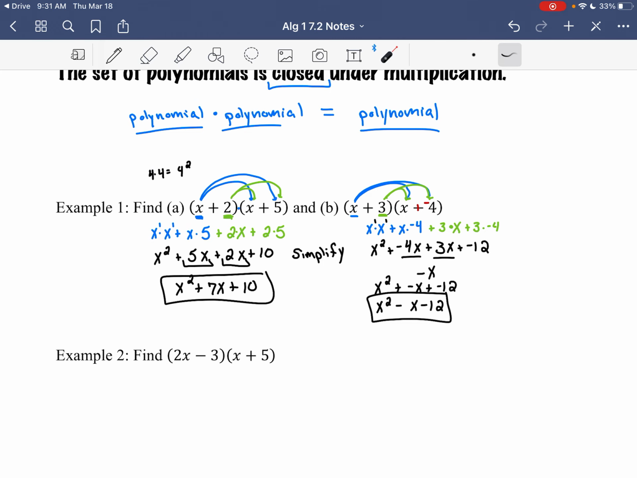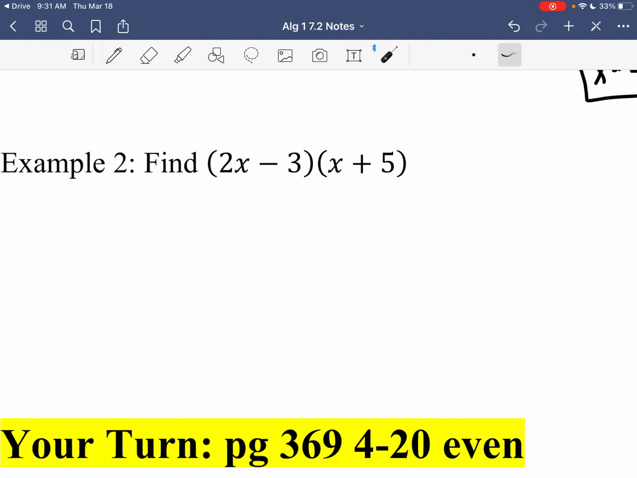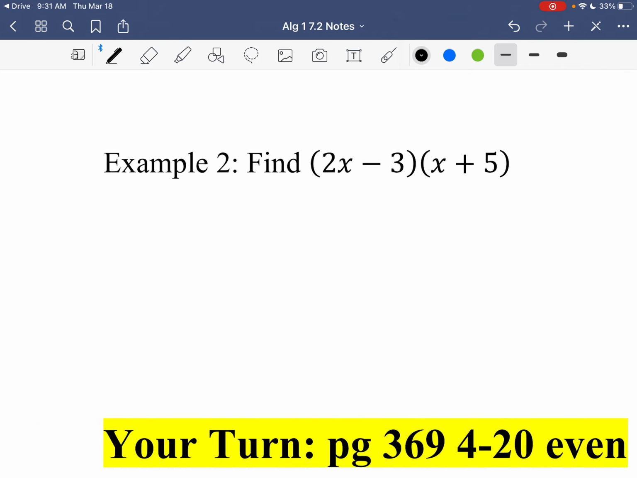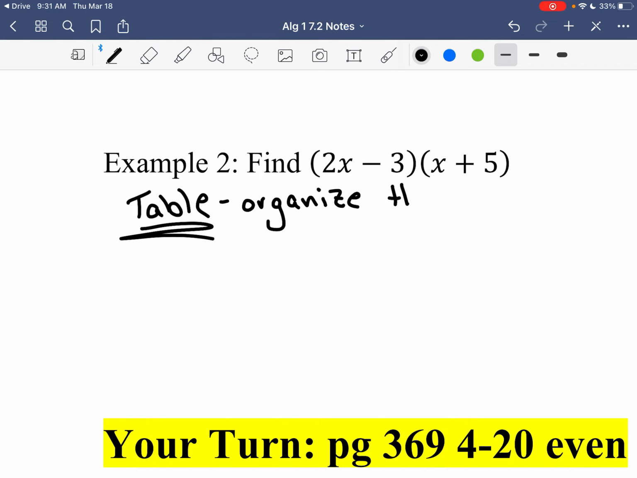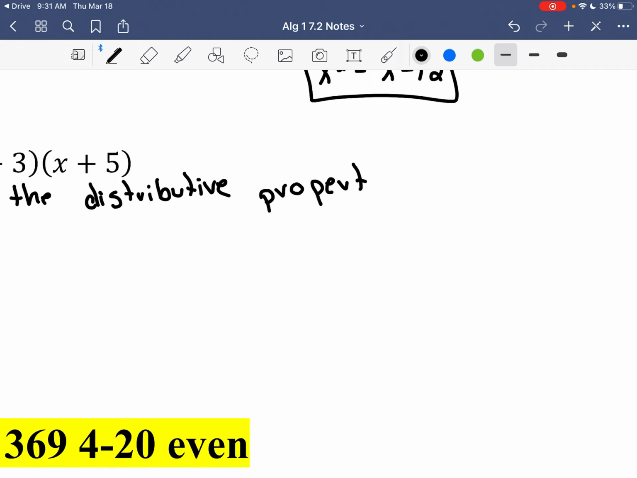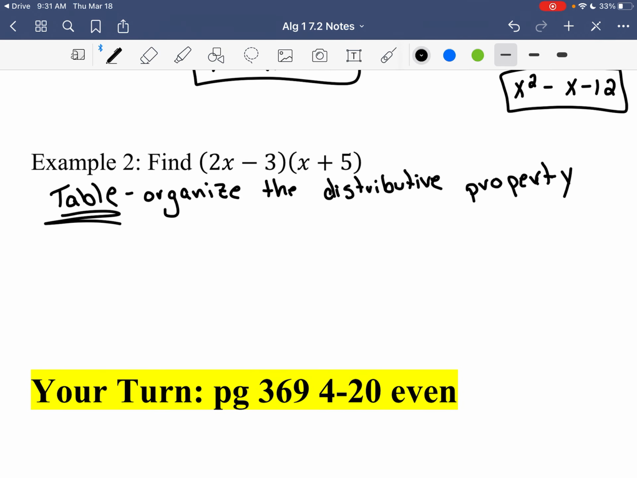Okay. All right, we're going to do one more example. I'm going to show you a separate method. This is using a table. You can multiply these. It's really just a way of organizing your distributive property. A table is just a way of organizing the distributive property. Some people love it, some people hate it. I want you to do it. But then after this lesson, it's up to you. You can choose which way you want to do.